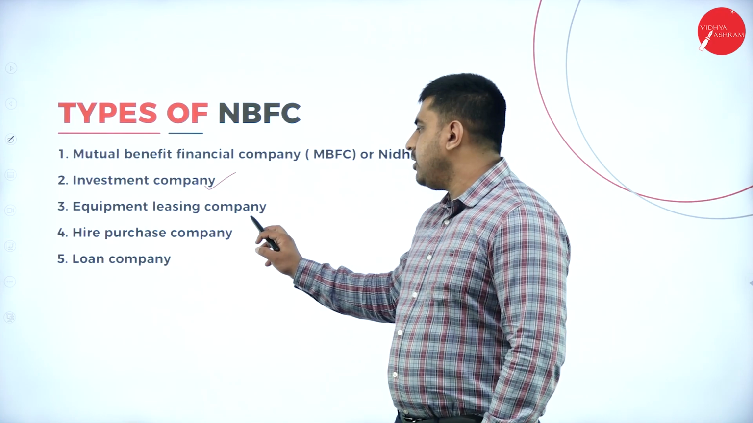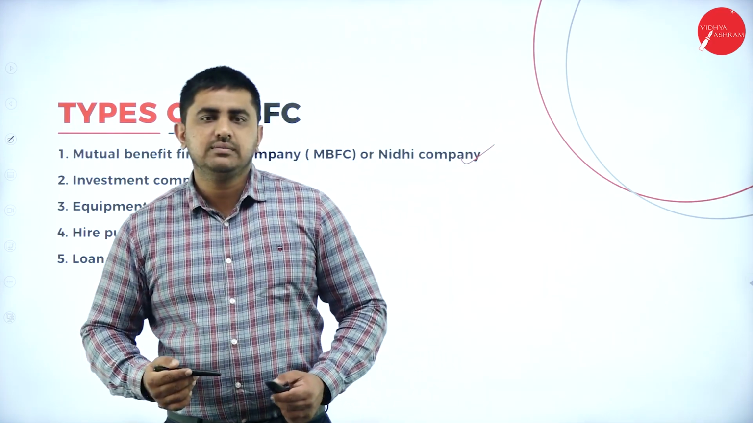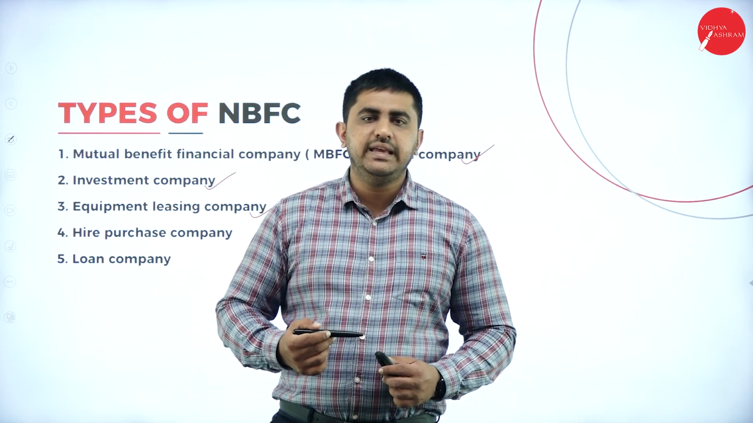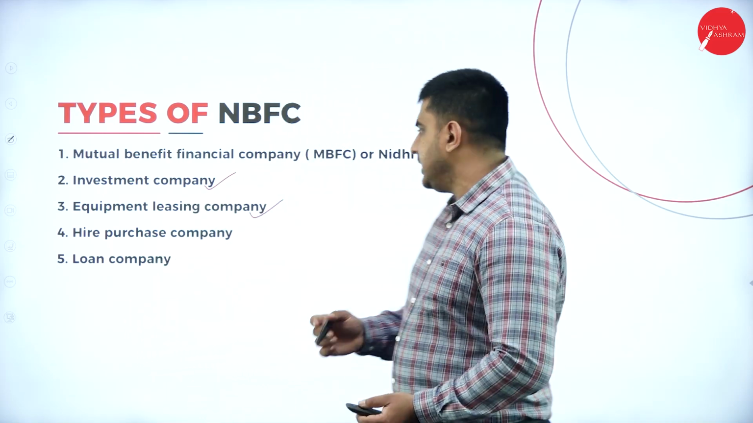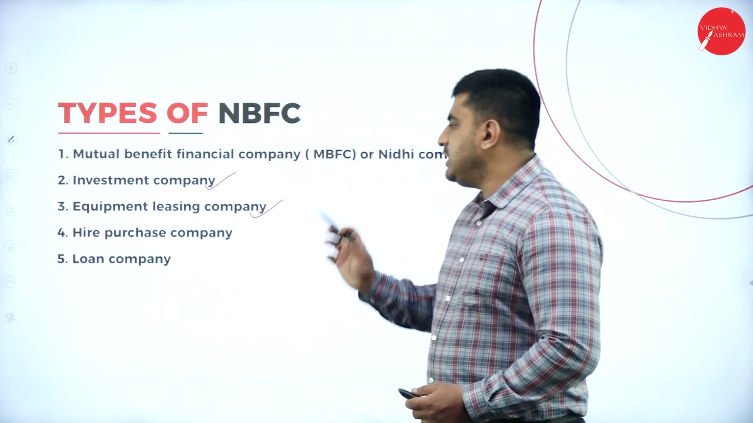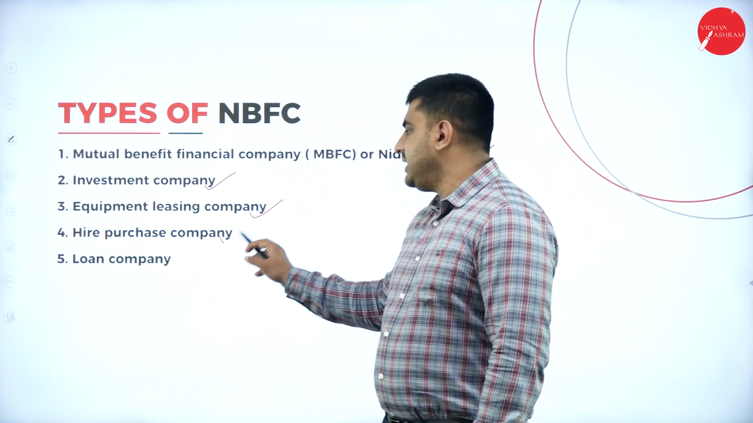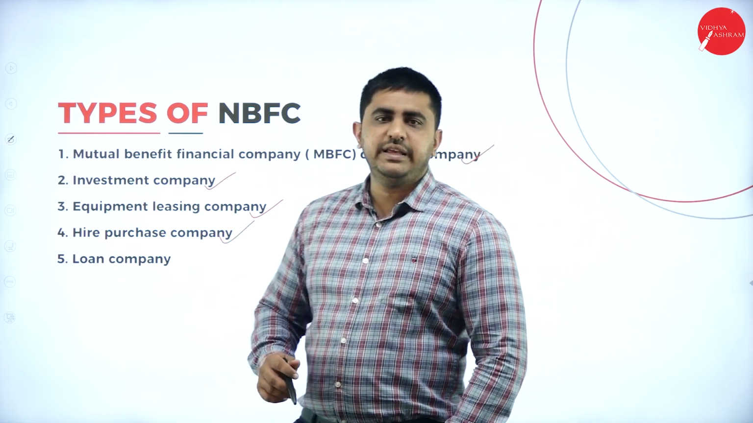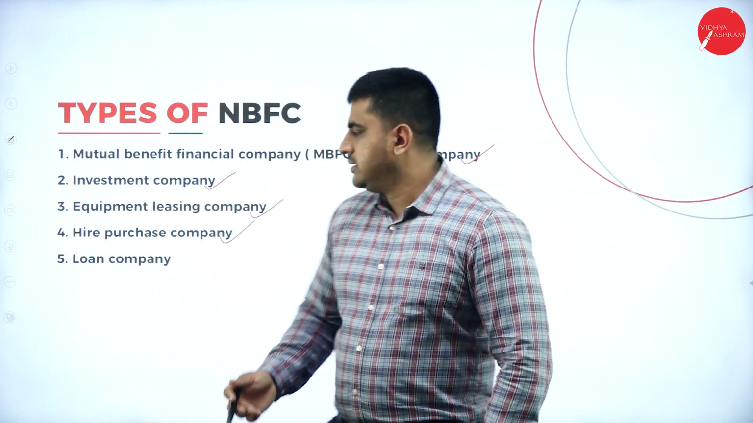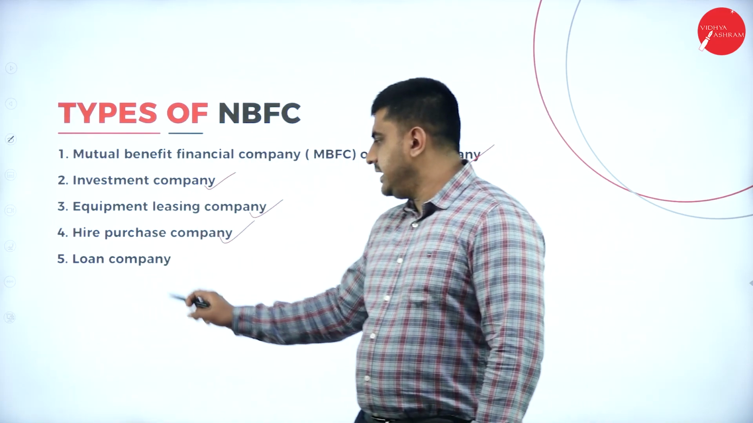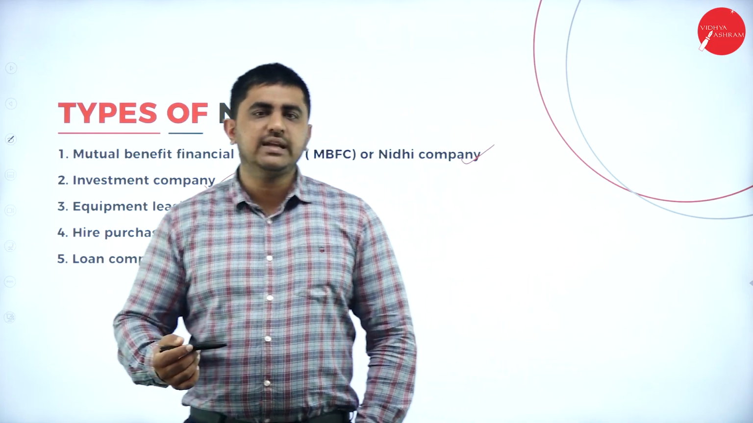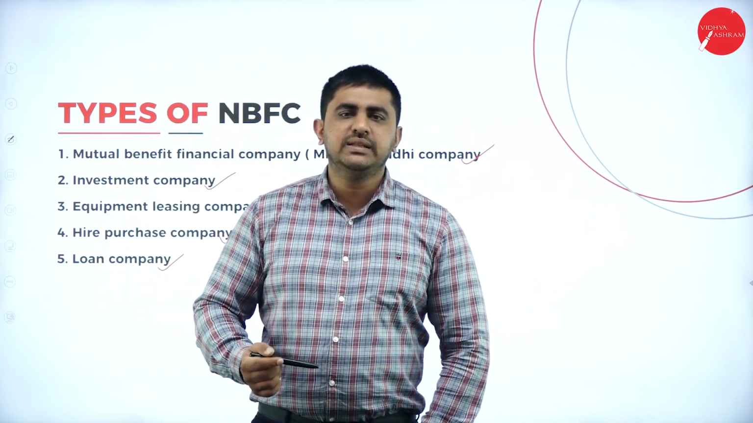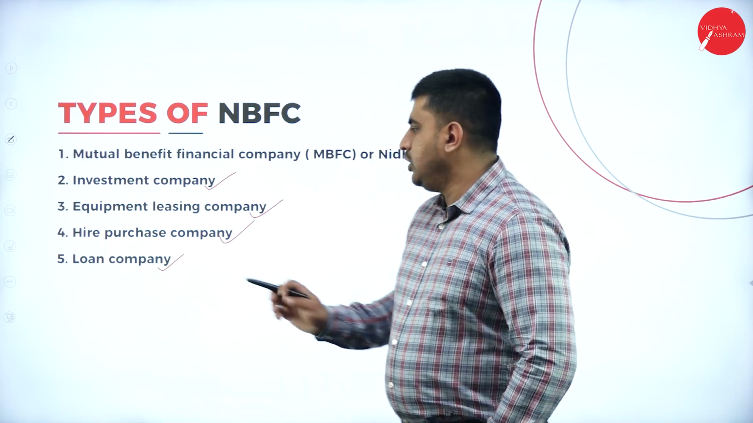Equipment leasing company, already I have explained. People buy machineries on lease. After they give back the machine in the same condition, they get their money back. Then hire purchase: you make a down payment and pay in EMIs, and you get the machine. Then loan companies give secured and unsecured loans. Secured means there is a mortgage or collateral. Unsecured means they give the loan just on goodwill.